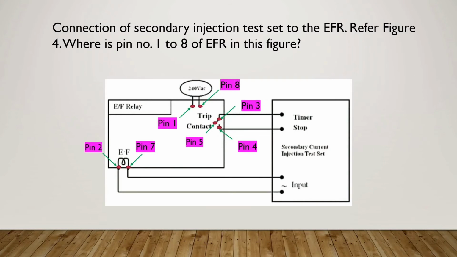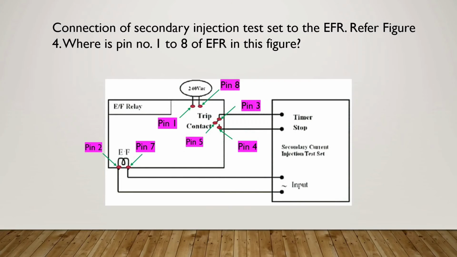So, connection of secondary injection test set to the F4 relay. Refer to figure 4. Where are pin numbers 1 to 8 of the F4 relay in this figure? So I already set the pins from 1 to 8. So pin number 1 is at the supply, negative supply terminal 240 volt, and pin number 8 at the positive terminal.